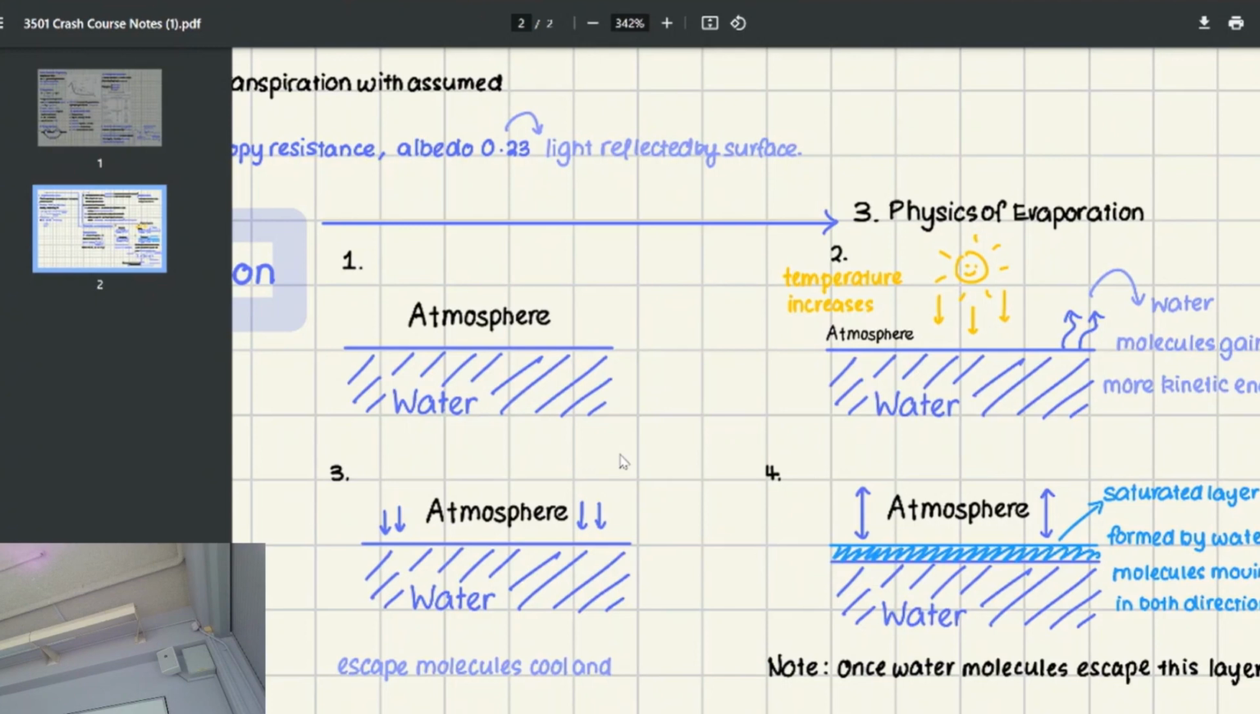And then in step 3, some of those escaped water molecules cool down a bit, and that allows them to try to enter the water body again. So if they're going from water vapor to liquid, do we remember what that's called?